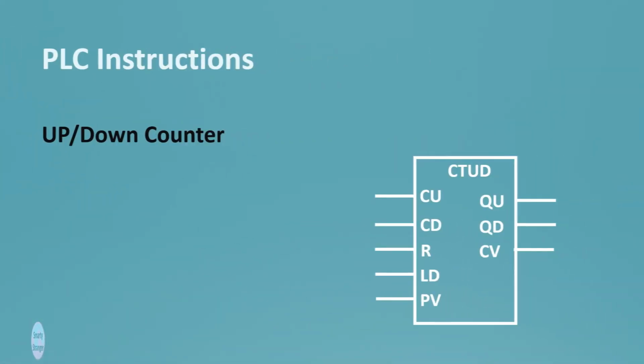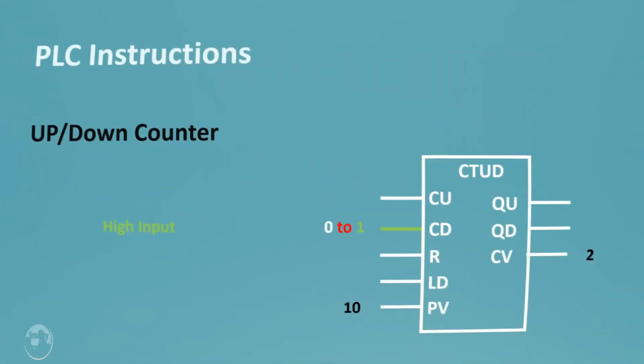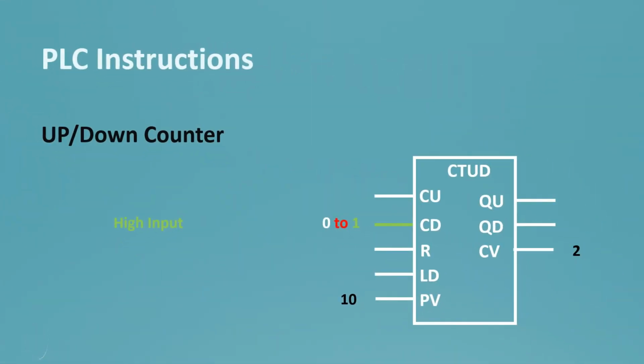Similarly, the status of the down counter can be seen on the QD output. If the current counter value is less than or equal to 0, the QD output is set to signal state 1. In all other cases, the QD output has signal state 0.